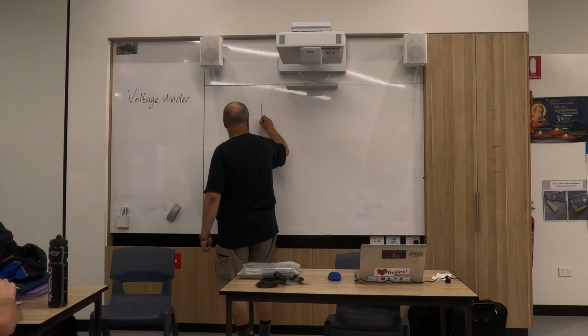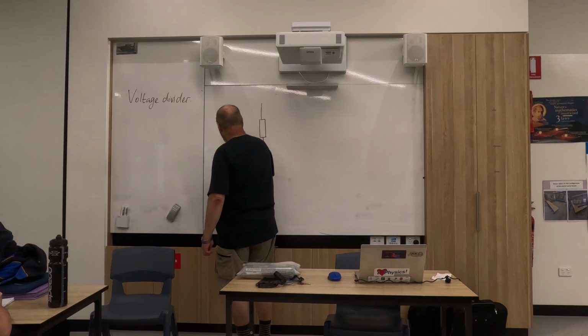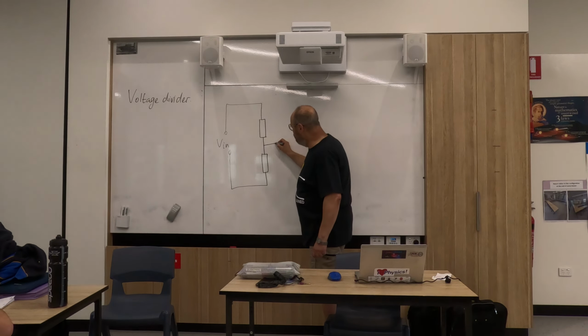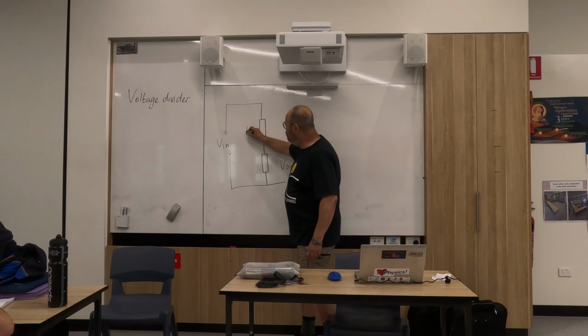It's very simple. A voltage divider is just two resistors connected in series. It has voltage in, and we can take voltage out from one of them. Let's say we take voltage out from the bottom one. So this is R1, this is R2.